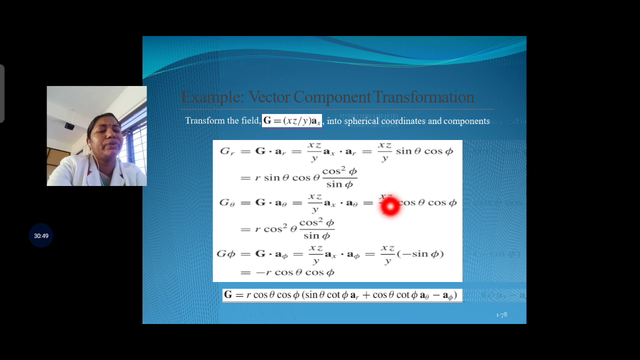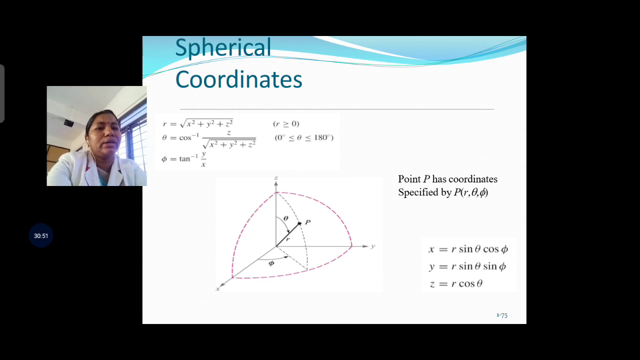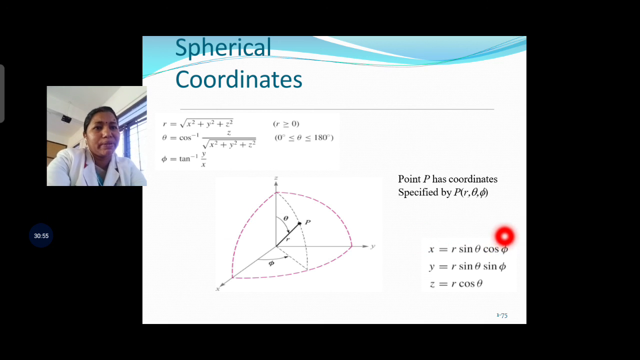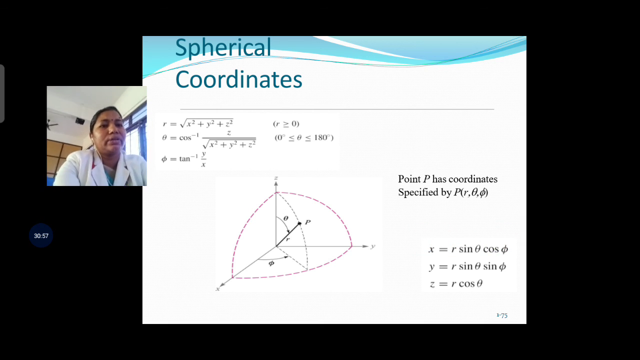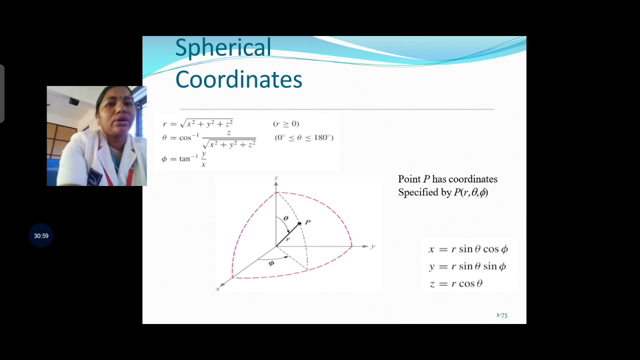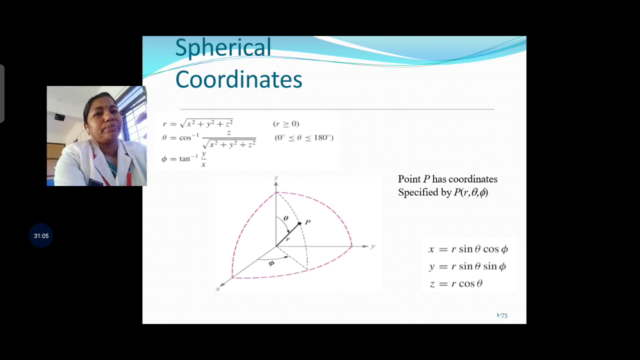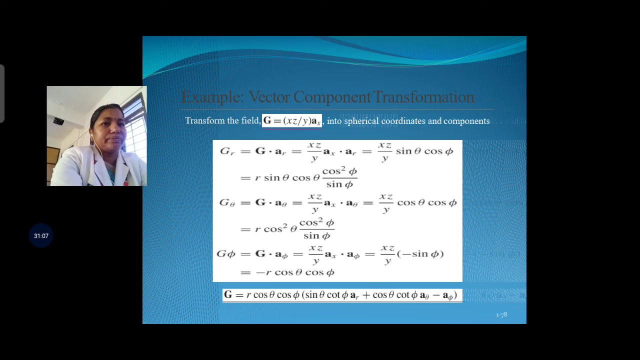So we have to refer to x, y, z in this equation: x = r sin theta cos phi, y = r sin theta sin phi, z = r cos theta is given. So we have to write these equations in the problem. We will get G_theta = G·a_theta. So the answer is r cos square theta cos square phi divided by sin phi.